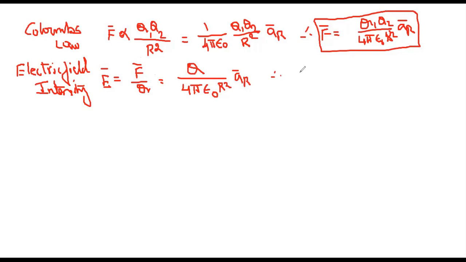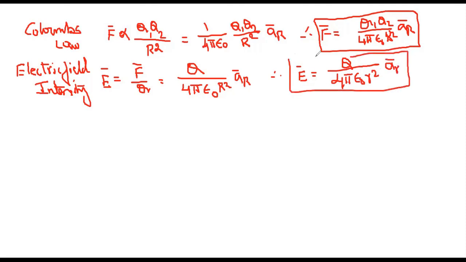Therefore, for a point charge, E bar is equal to Q by 4 pi epsilon naught R square into A bar, where R is the distance and A bar is the unit vector. This is the electric field intensity at the point charge.